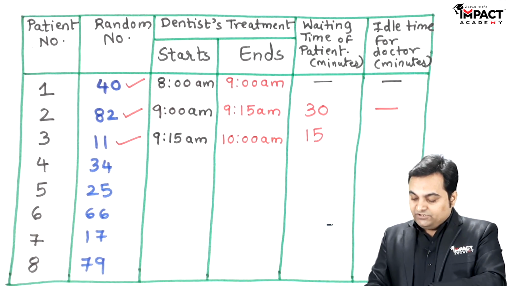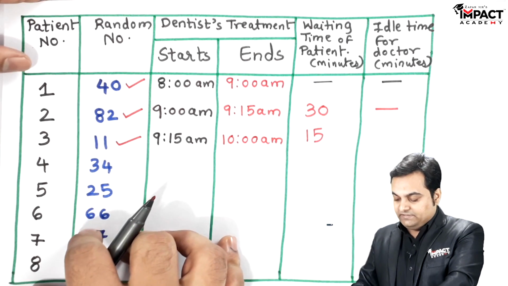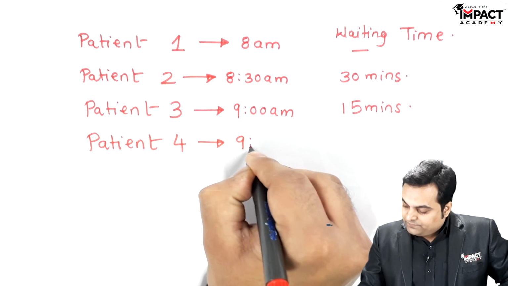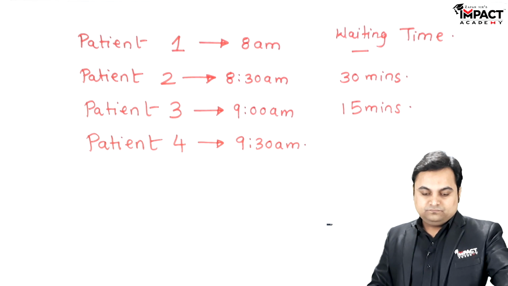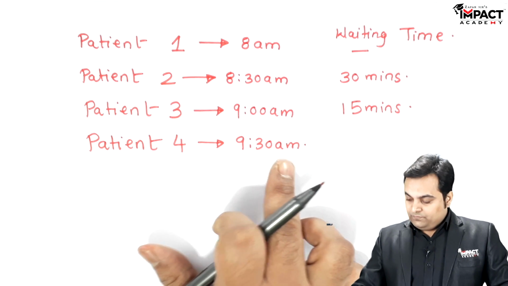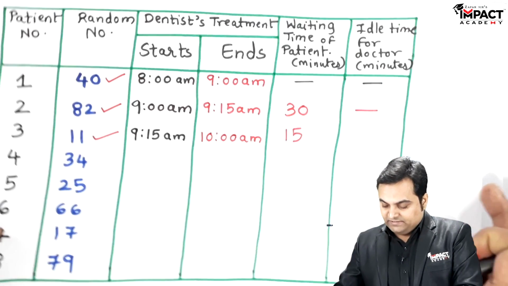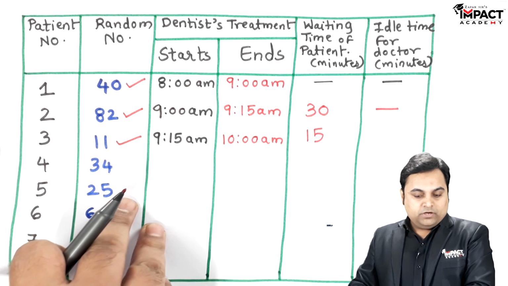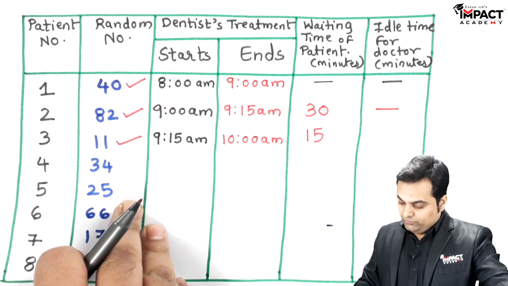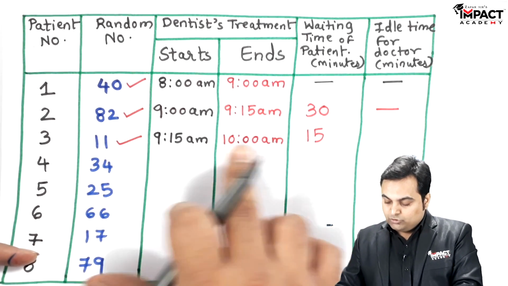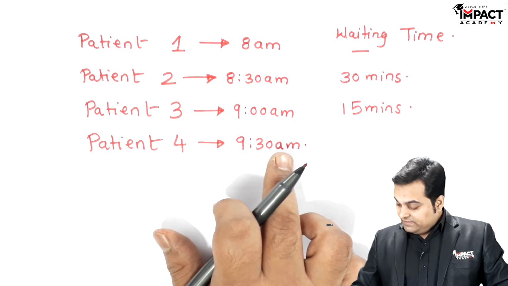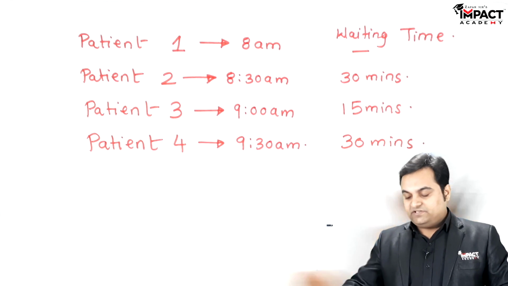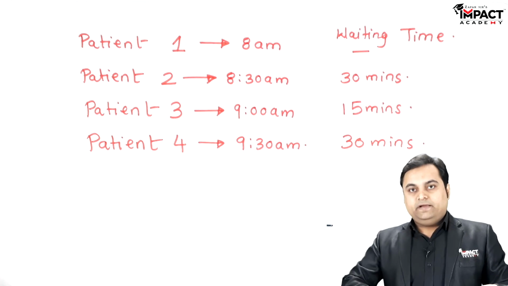and by the time patient 3 was getting the filling done, patient 4 would be entering at 9:30 a.m. So patient 4 will enter at 9:30 a.m. and at that time the filling operation for patient number 3 was going on. So the patient number 4 who enters at 9:30 a.m. will have to wait for 30 minutes because filling will take place up to 10 a.m. Now this patient 4 will go to the dentist.